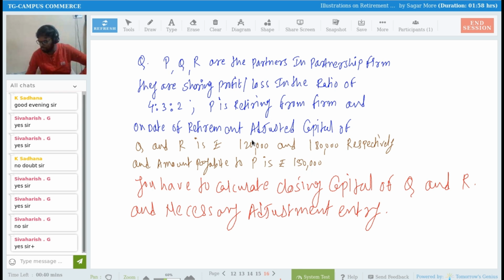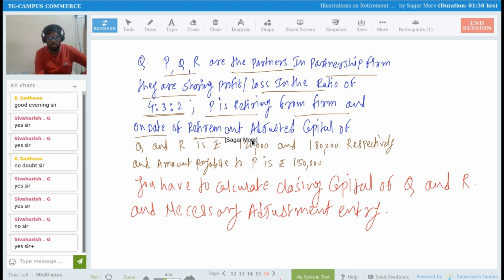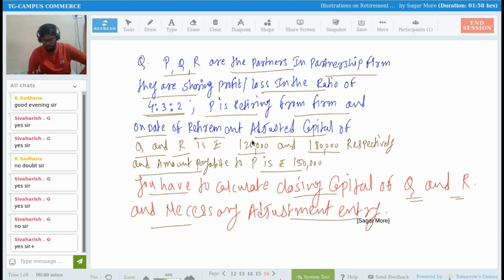Okay, Sadhna. See, P, Q, R are the partners in the partnership firm. They are sharing the profits and losses in the ratio of 4:3:2. P is retiring from the firm, and on the date of retirement, adjusted capital of Q and R is 120 and 180 respectively, and amount payable to P is 1,50,000. You have to calculate closing capital of Q and R and necessary adjustment entry, right?